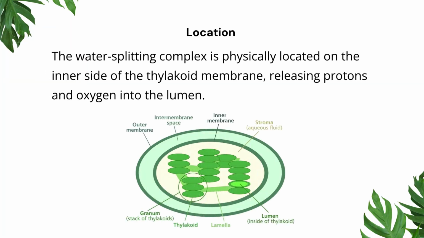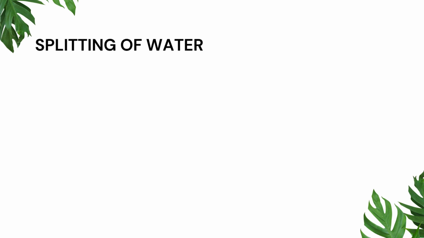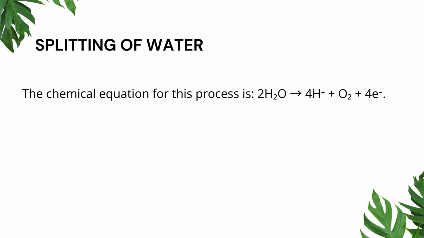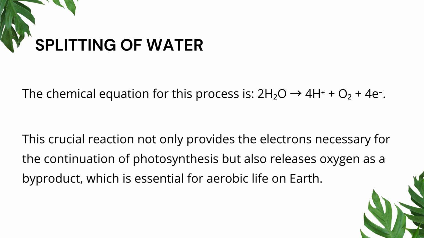The water splitting complex is physically located on the inner side of the thylakoid membrane, releasing protons and oxygen into the lumen. The chemical equation for this process is: this crucial reaction not only provides the electrons necessary for the continuation of photosynthesis but also releases oxygen as a byproduct, which is essential for aerobic life on Earth.